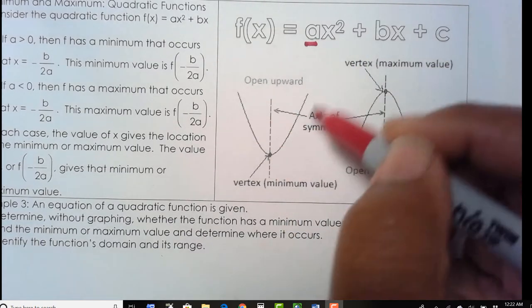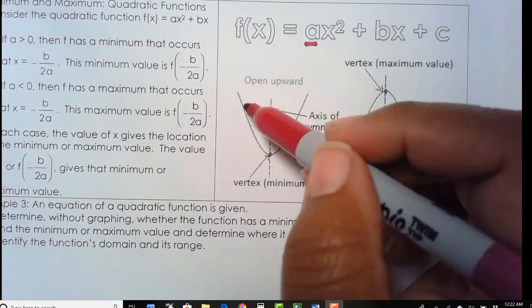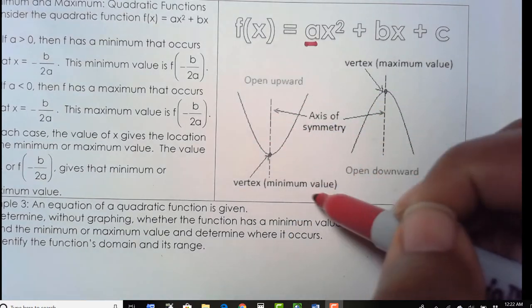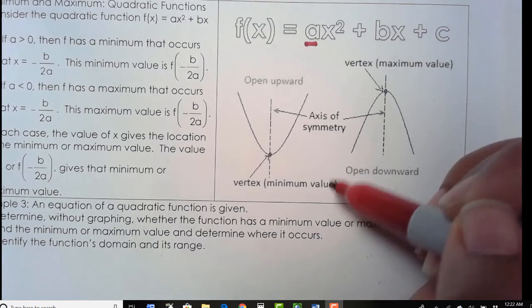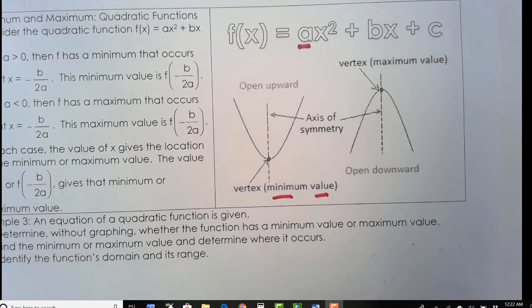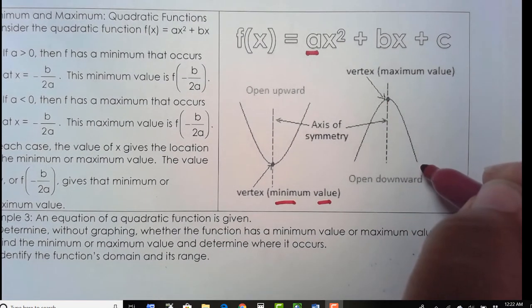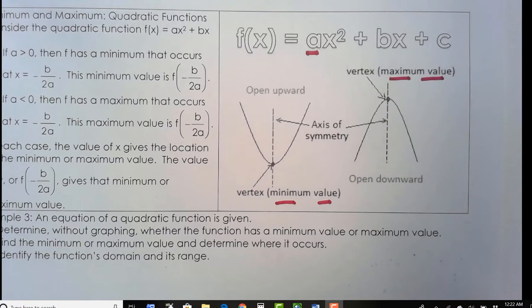But what is going to be new here is that our vertex is going to have a minimum value, the smallest value of the parabola. And then when a is less than 0, we know the parabola is going to open downward. And that's where the vertex is going to have its maximum value, or the highest point.